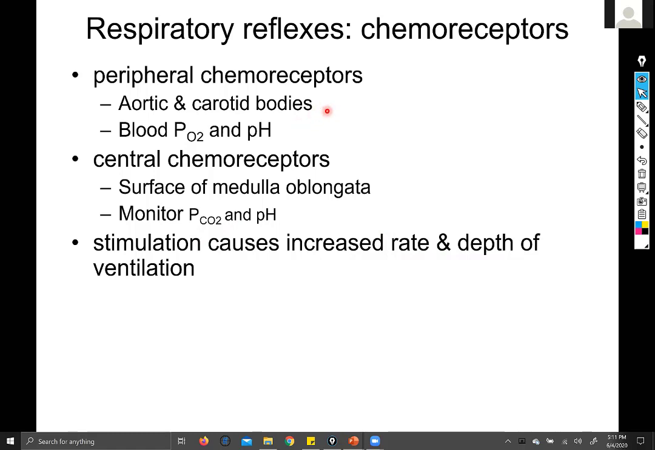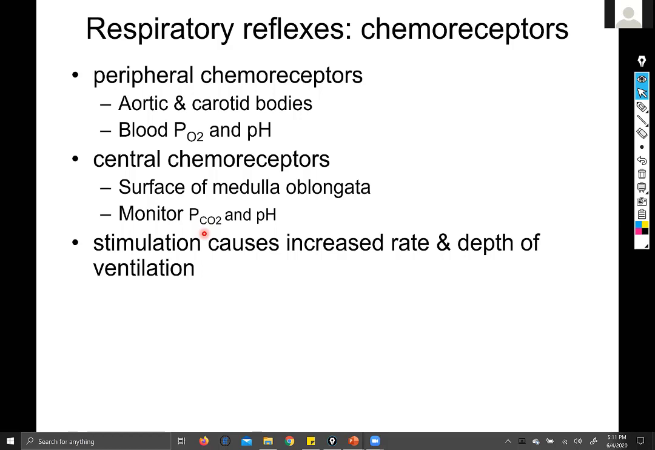So peripheral chemoreceptors are going to monitor blood partial pressure of oxygen and pH. And then central chemoreceptors are primarily focused on carbon dioxide and pH. So remember, partial pressure of carbon dioxide in the blood is linked to pH changes, right? Because most of that CO2 that's coming out of your cells in metabolically active tissues is not staying CO2, it's getting converted into carbonic acid and becoming part of that buffer system. So really in the blood, pH and PCO2 are somewhat interchangeable, and your medulla oblongata has sensors for that stuff.